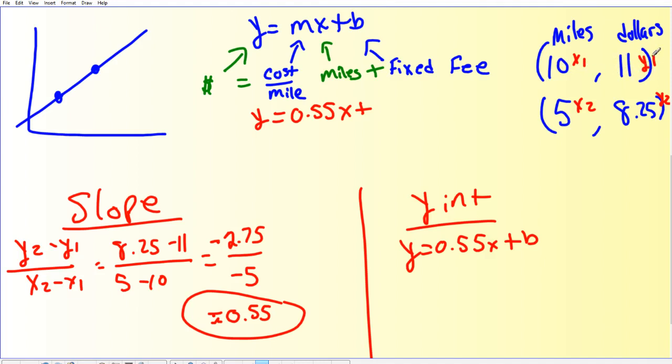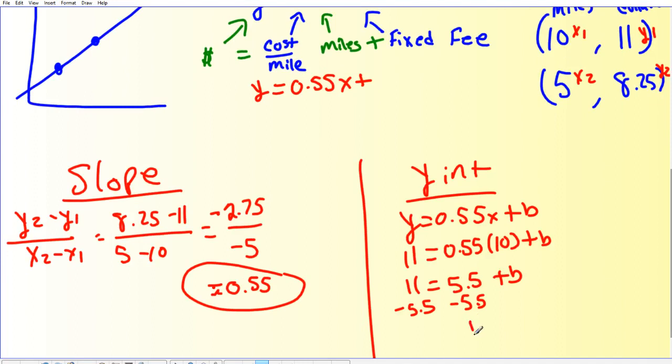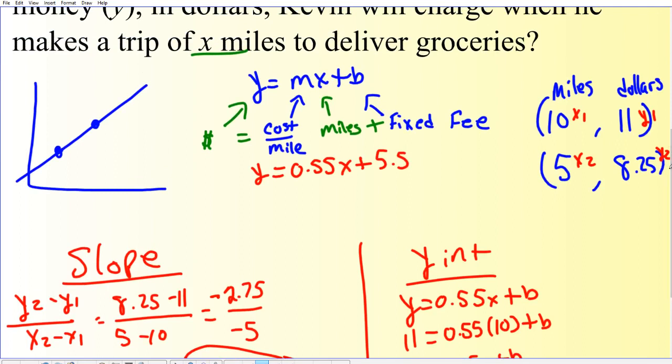So I'm plugging in 11 for y and 10 for x, and if I solve this equation, I find b. So I multiply. I can multiply in my head. And I solve. Subtract 5.5 on both sides, and I get b is equal to 5.5. So I now have the equation of the line that goes through those 2 points.